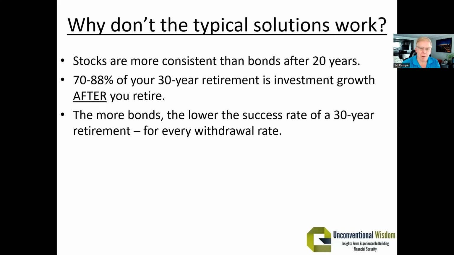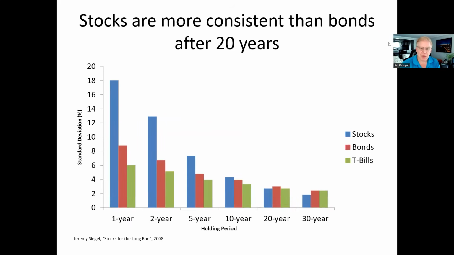And the other thing is that the more bonds, the lower the success rate of a 30-year retirement. And that doesn't matter what withdrawal rate you're at. Any withdrawal rate, the more bonds you have, the lower your success rate. So this is from the 30-year study by Professor Jeremy Siegel.